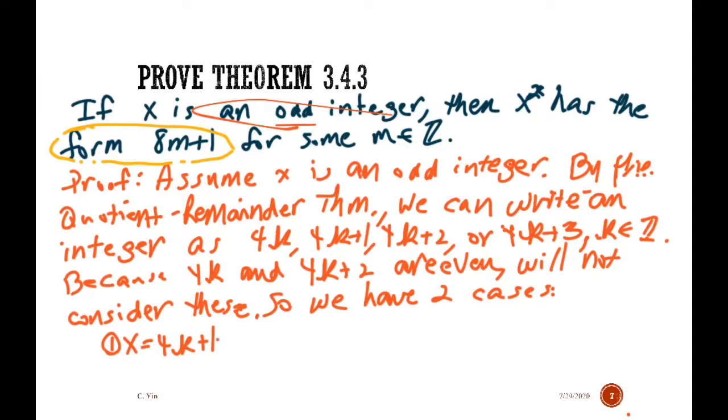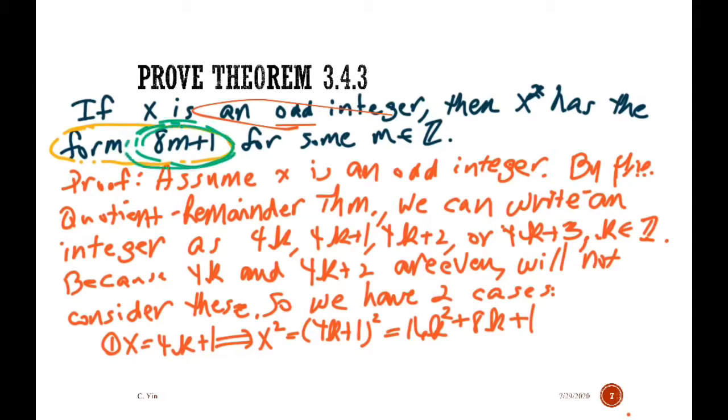Well, if x is 4k plus 1, that is going to imply that x squared is equal to (4k plus 1) squared, which is 16k squared plus 8k plus 1. Now remember, the question is, can we write it in this form that we see up here? Can we write it as 8 times m plus 1? Well, sure we can. We can write this as 8 times (2k squared plus k) plus 1. So the only question is what's in the parentheses right here, is this an integer? And I think you can see that it is.